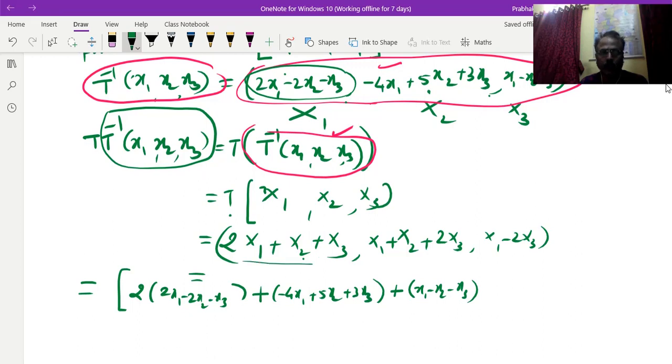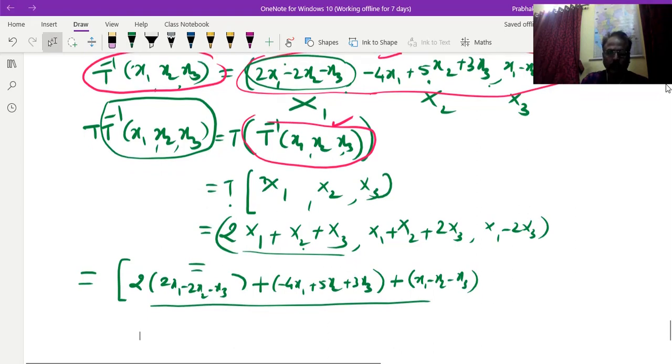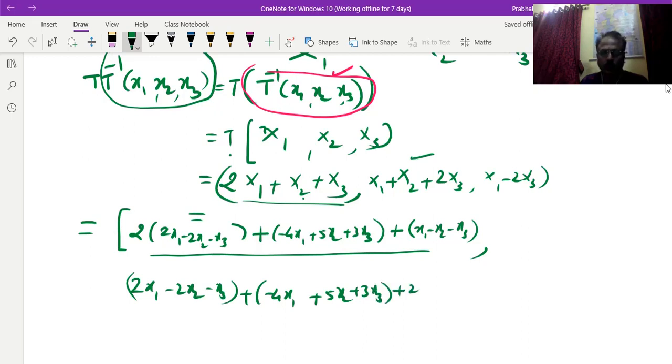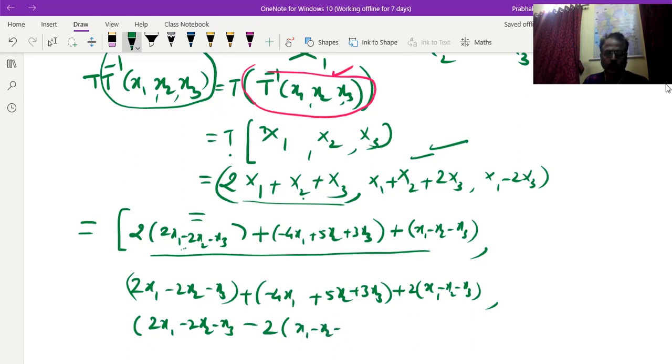Now instead of the first part, we wrote this complete part. Similarly, the second part: x1 plus x2 plus 2x3. See, here it is. X1 is this part, 2x1 minus 2x2 minus x3. X2 is this part, minus 4x1 plus 5x2 plus 3x3. And plus 2 times x3 is this part, x1 minus x2 minus x3. So this is over. The last one is x1 minus 2x3. So x1 is this part, which is 2x1 minus 2x2 minus x3, minus 2 times x3, which is x1 minus x2 minus x3. So we wrote now, instead of this complete thing, this bracket.